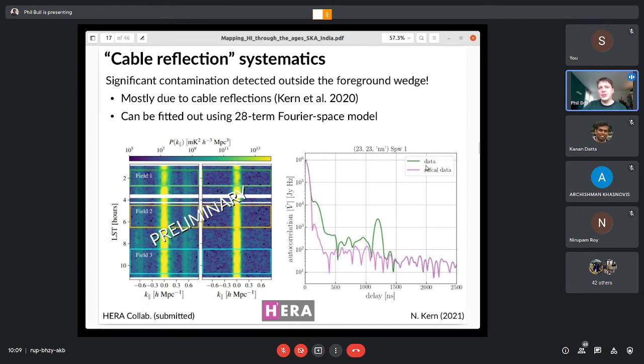We don't think we have cable reflections there that we need to be worried about. But this was one of our main systematics. Yeah. So what is? Go ahead. So what is the frequency you are referring to? With the particular frequency band.